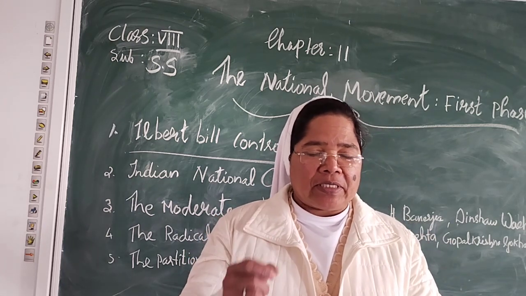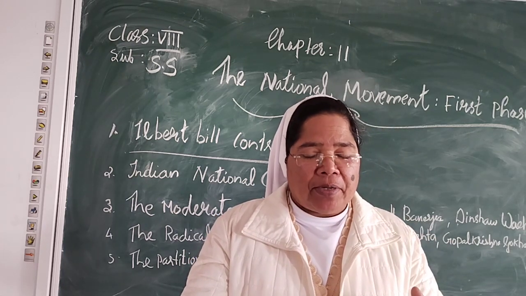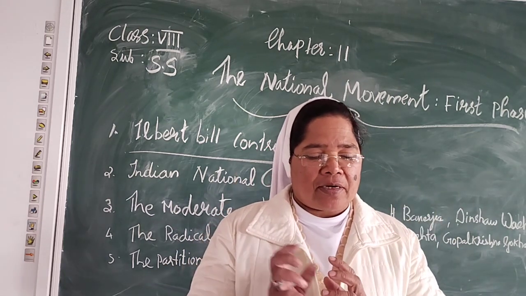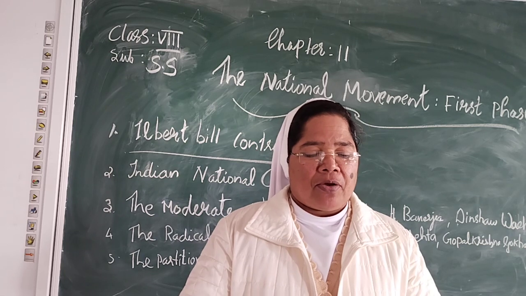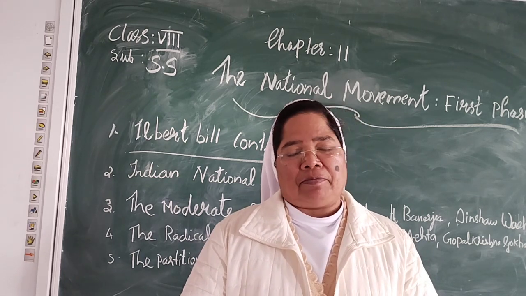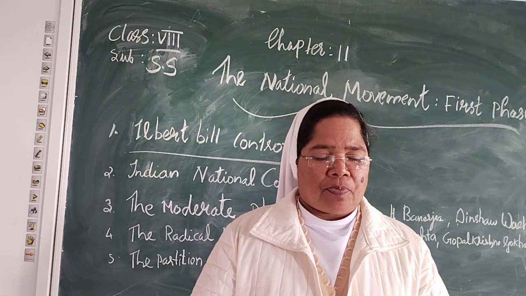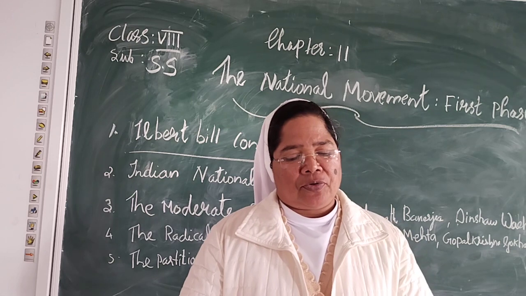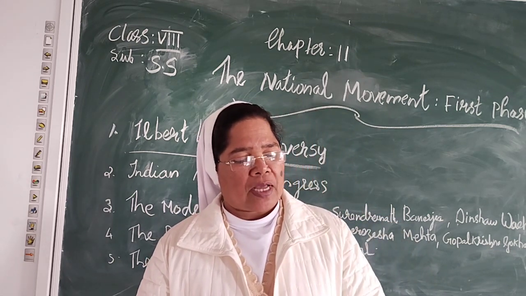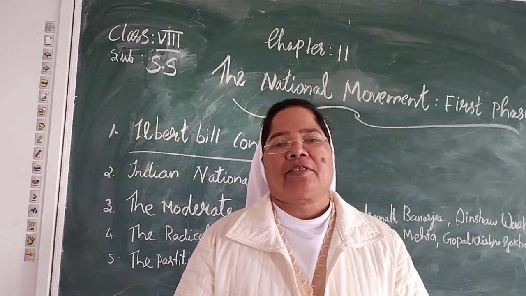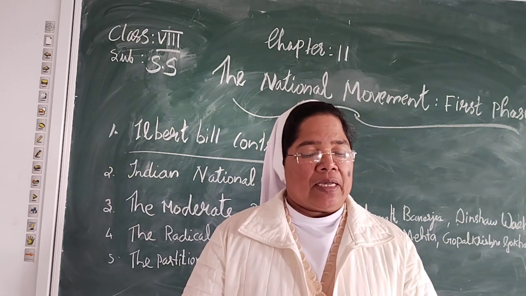All the Europeans together started an agitation against the bill. These protests forced the government to withdraw the bill. To the Indians, it was proof that they would never get equality from the British government. That was the Ilbert Bill.